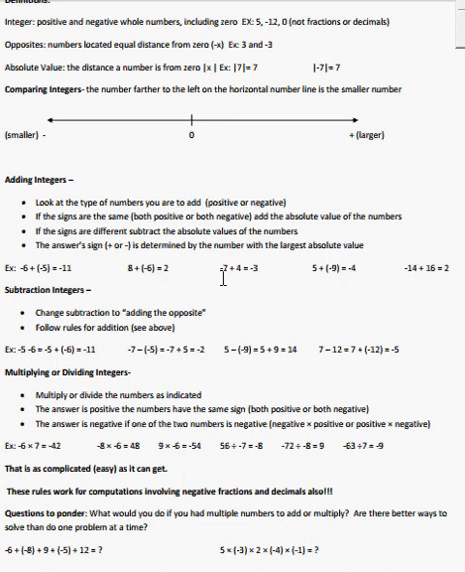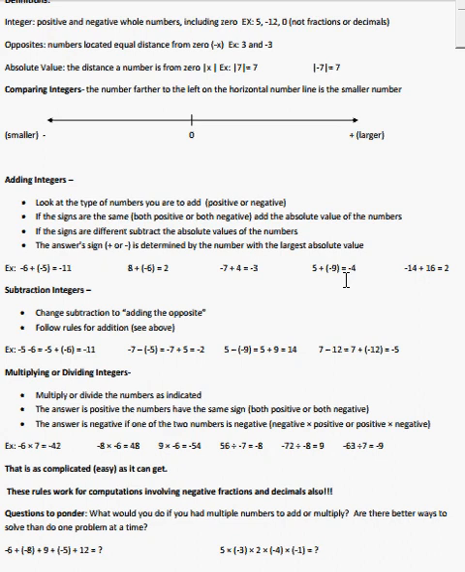Looking at this review of adding integers, one way to think about integers is looking at money. If you owe $7 and you have $4, then you're still going to owe $3 after you pay that $4. If you have $5 and you owe $9, you're still going to owe $4 after you pay the $5. These are examples of adding integers.